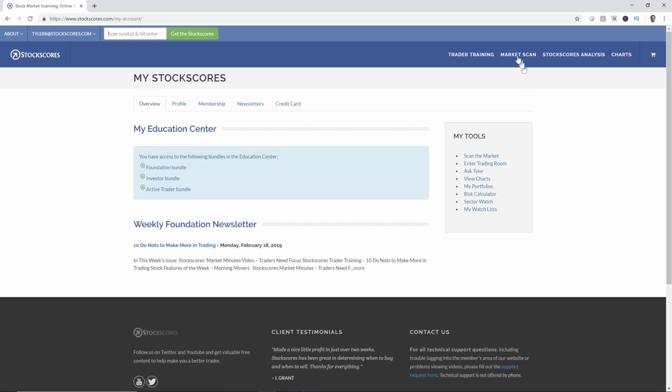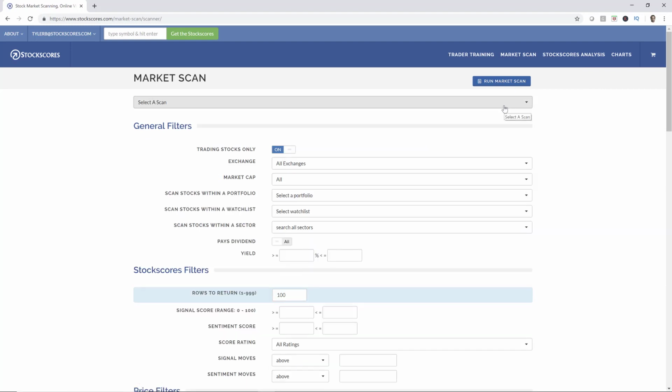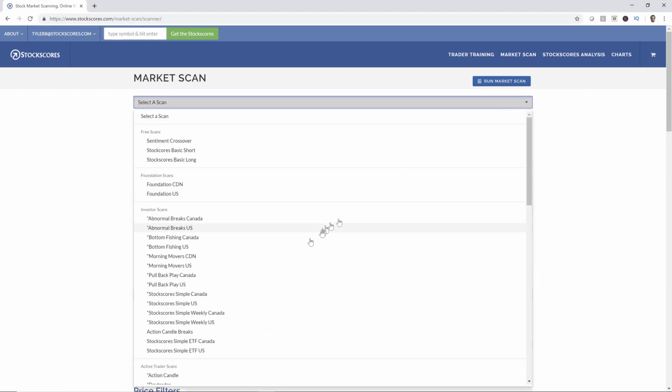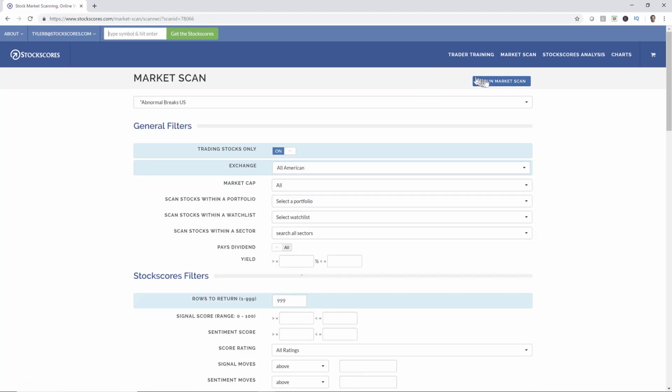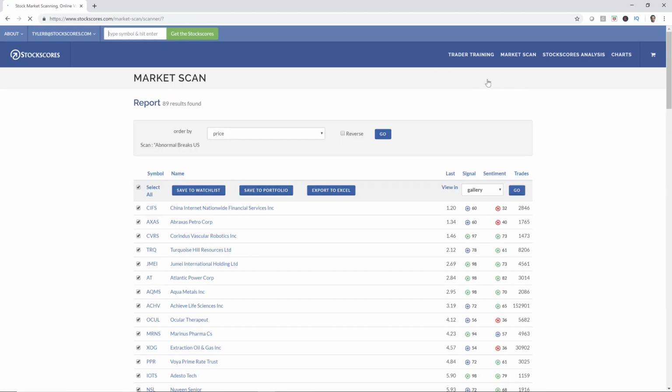and I'll show you how I look for longer term strategies. So we go into the tool here, Market Scan, and I'm going to run a scan called Abnormal Breaks. I could either do morning movers or abnormal breaks. Let's try abnormal breaks and run the scan. It goes through every single stock that's listed on the US market. I could run it on the Canadian market as well. I chose to do it on the US market.